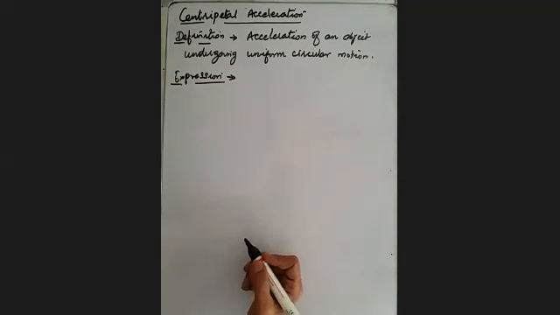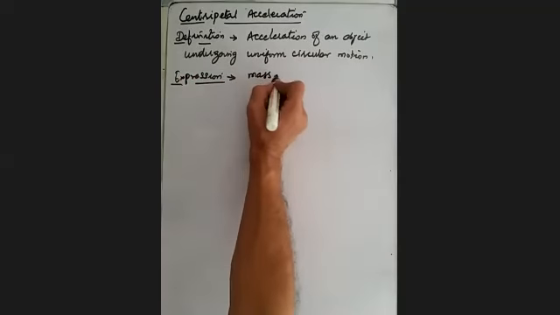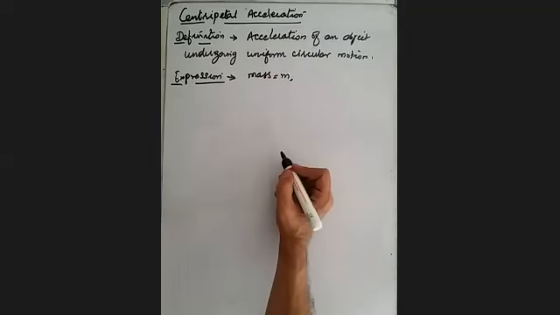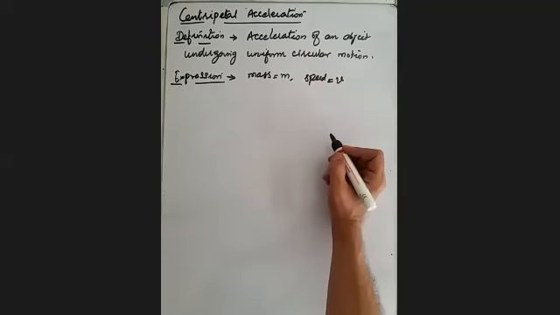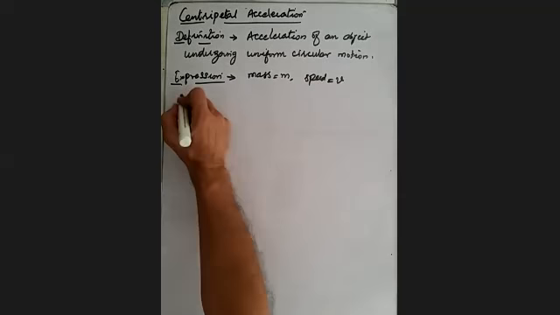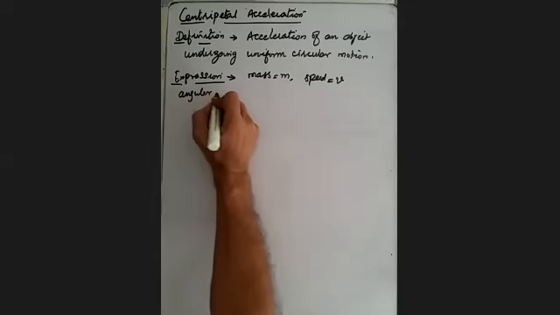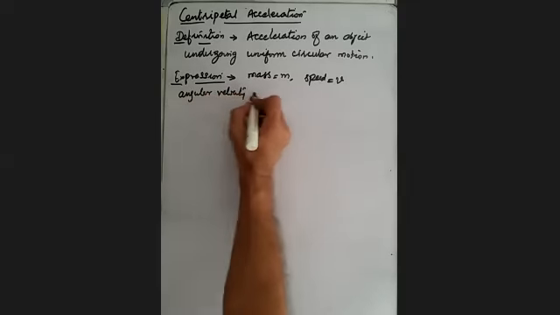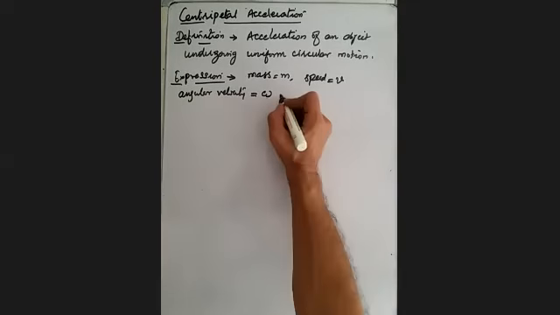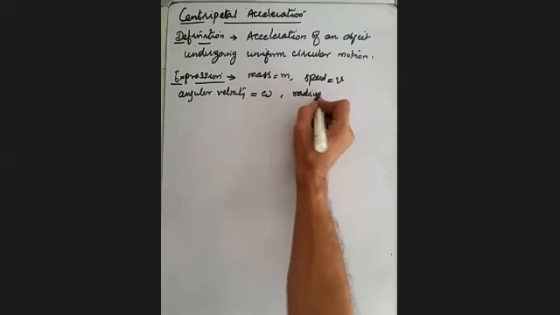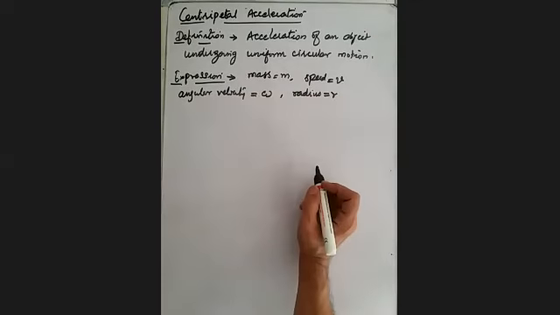Now the expression for centripetal acceleration. Let us consider a particle of mass m. The mass of the particle is m. It is moving with a constant speed, let us say v, and its angular velocity is uniform, say omega, and it is moving on a circular path, and the radius of the path is r. And the center suppose is O.